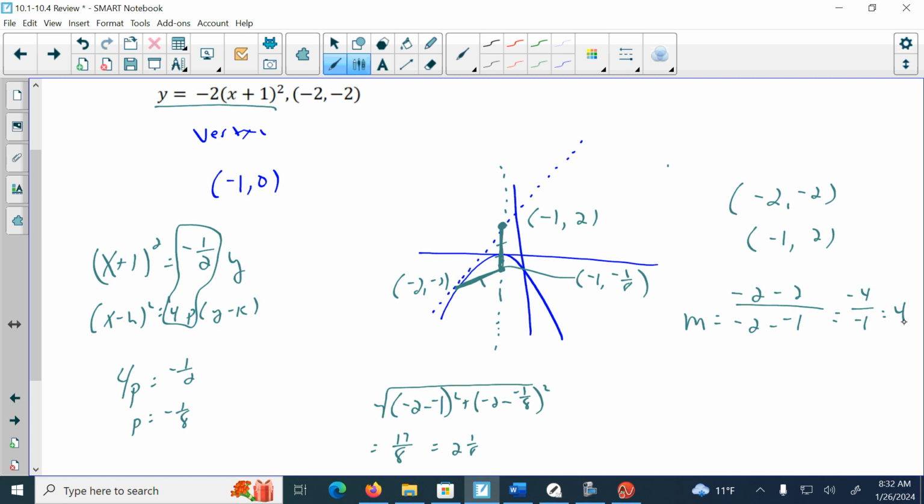So I'm going to use this point here. So I'm going to say y minus -2, so y plus 2, is equal to my slope, and then x minus -2, so x plus 2. So this would be y plus 2 is equal to 4x plus 8. So y is equal to 4x plus 6. And that is the equation of my tangent line.